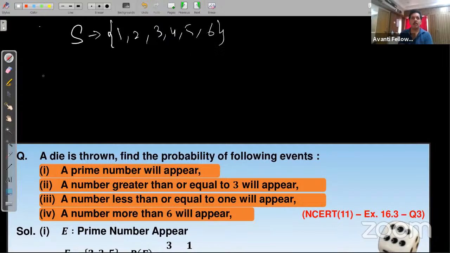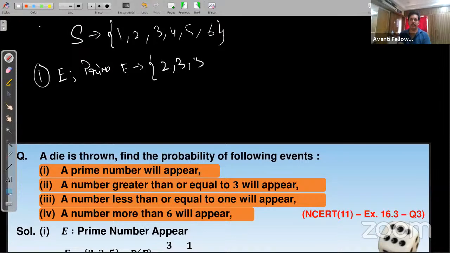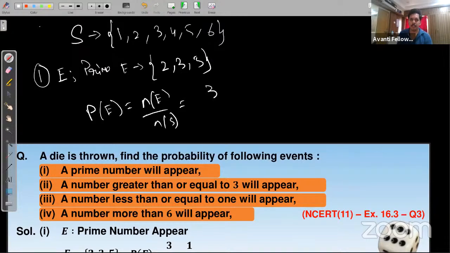Now, what is my event? It is a prime number. So what are the elements in my event, guys? These are 2, 3, 5. According to our formula, what is the probability of E? It is n of E by n of sample space. How many elements are there? 3 by 6. So your answer is 1 by 2.